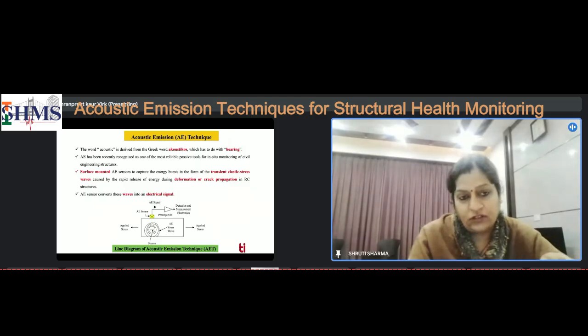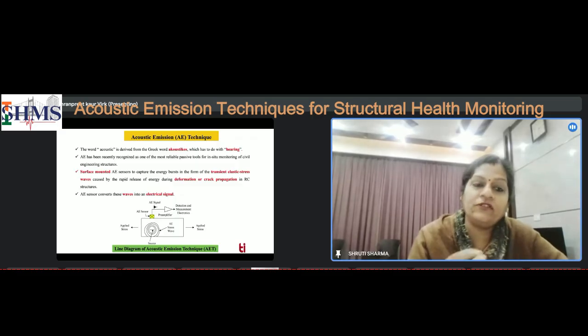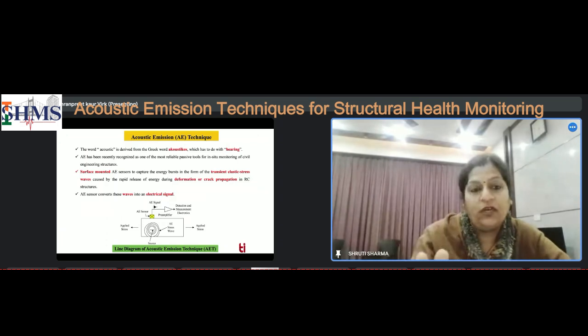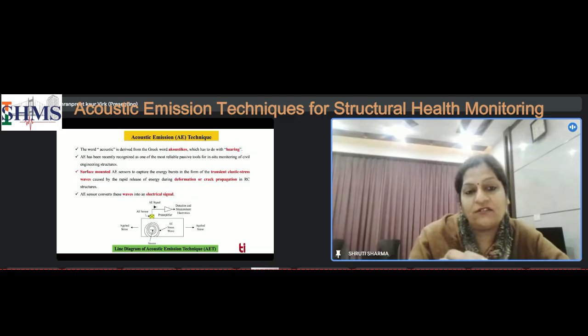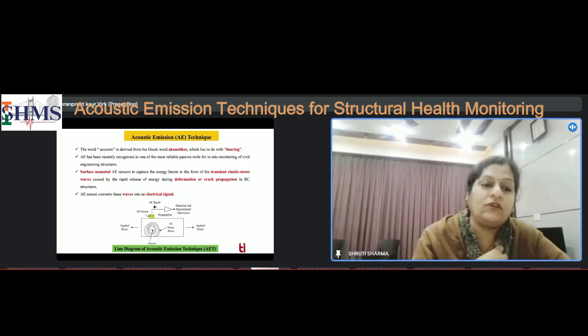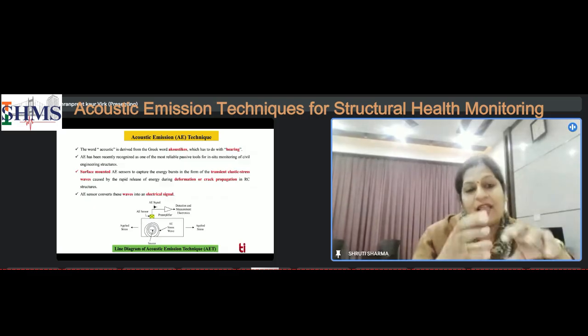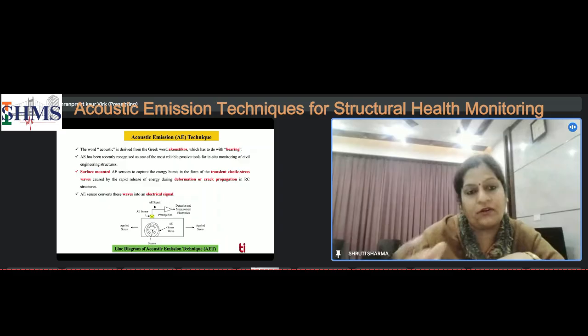They are put on the structure, and whenever a damage happens inside, which is not visible to you at an initial stage, the sensor listens to that stress wave, which is due to the release of energy as the cracking occurs. It converts it into an electrical signal, which we can measure. These sensors work like the stethoscope doctors use, to get to know the health inside. So the signal which we pick up is a wave converted into a signal.